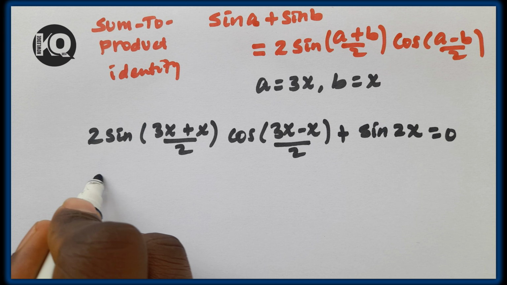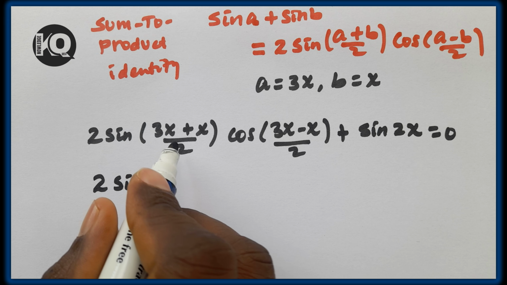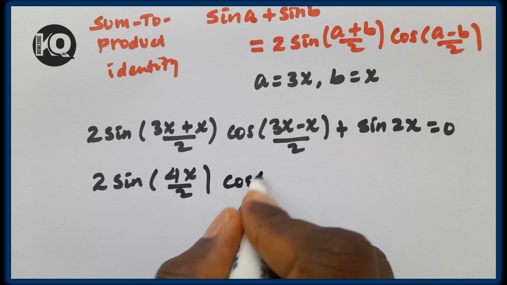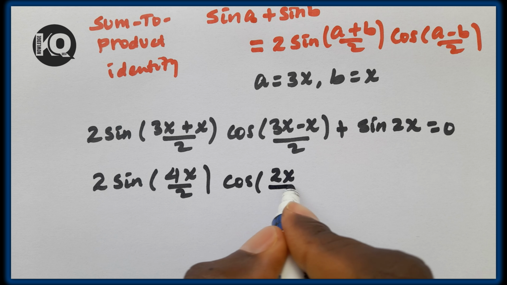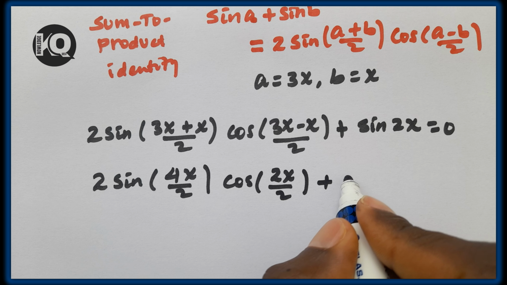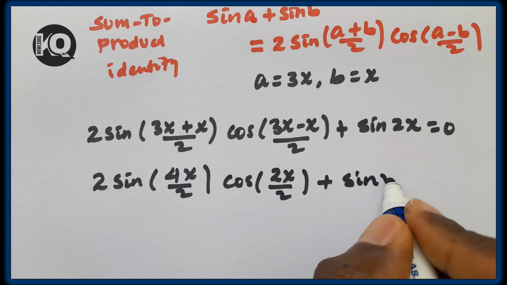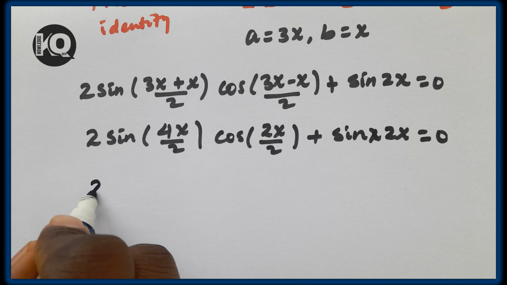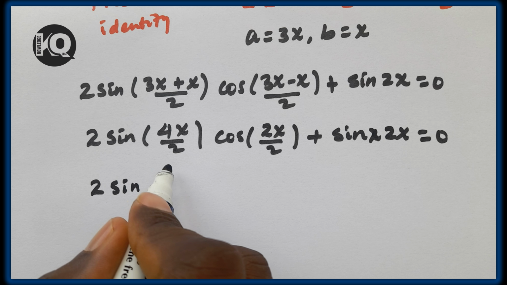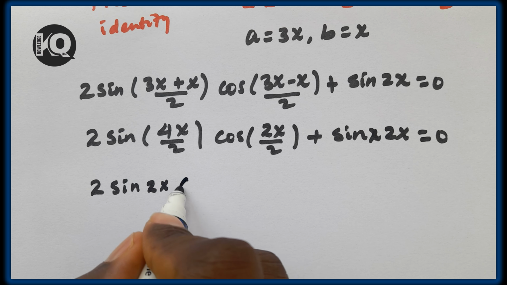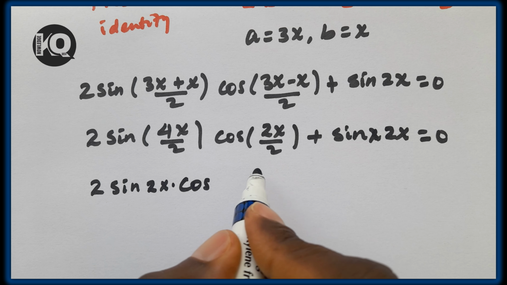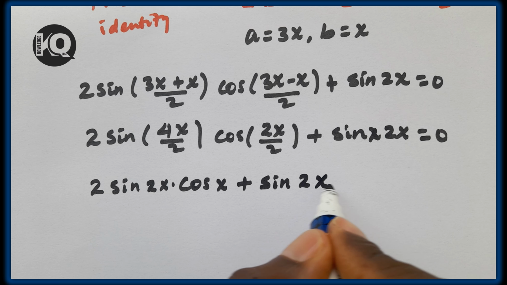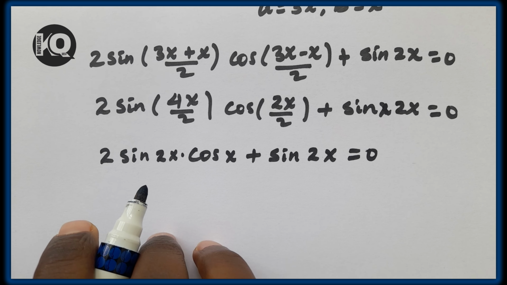Now let's sum up this one. 2 times sin of 3x plus x, that's 4x divided by 2, times cos of 3x minus x, that's 2x, divided by 2, plus sin 2x. Then this will be 2 times sin of 4x divided by 2, sin 2x, cos of 2x divided by 2 will be x, plus sin of 2x, which is equal to 0.